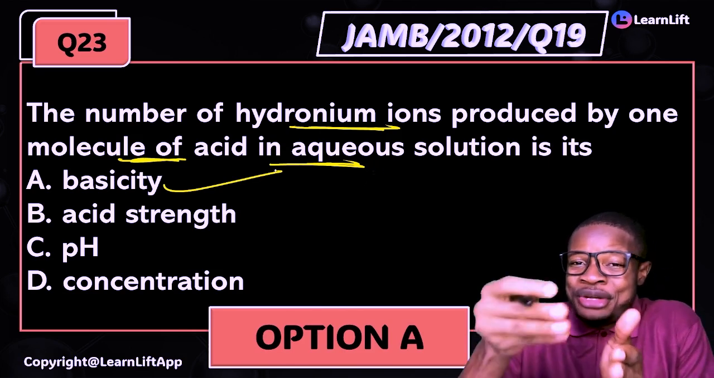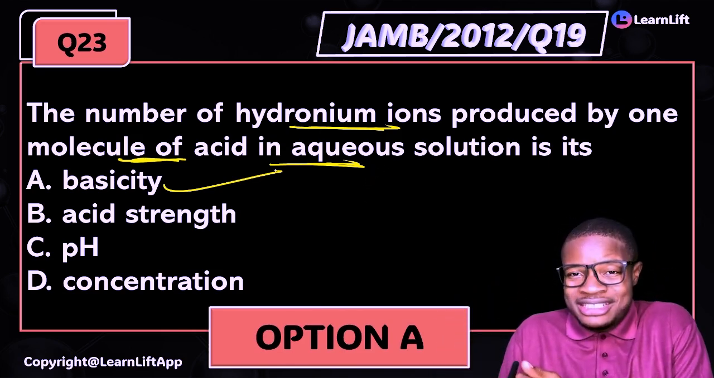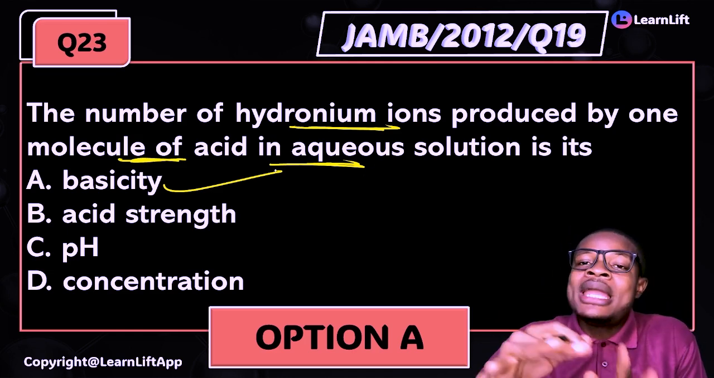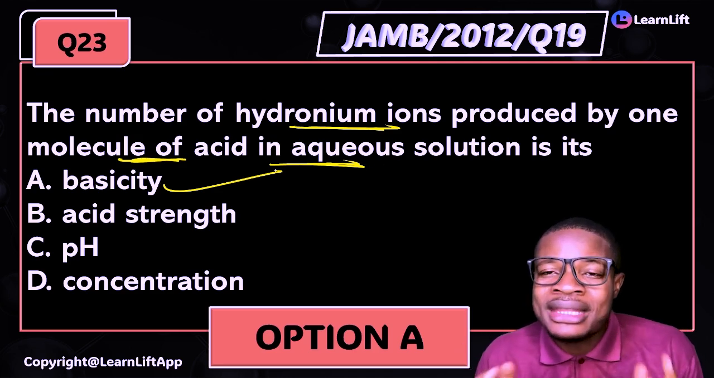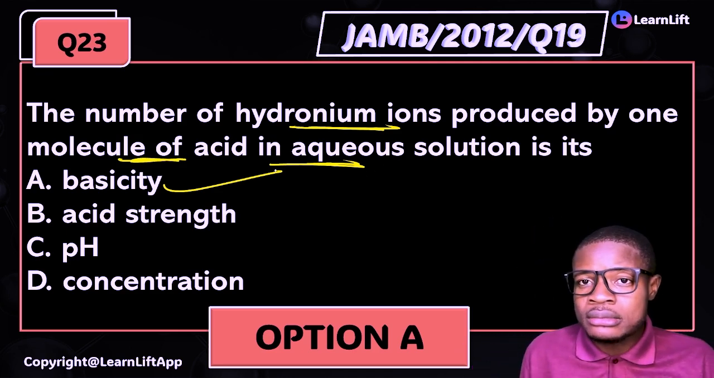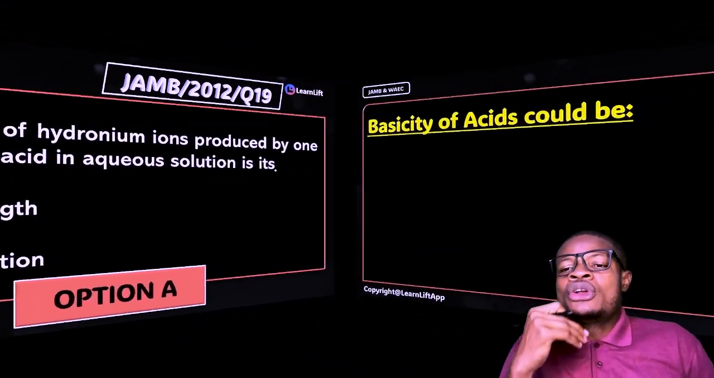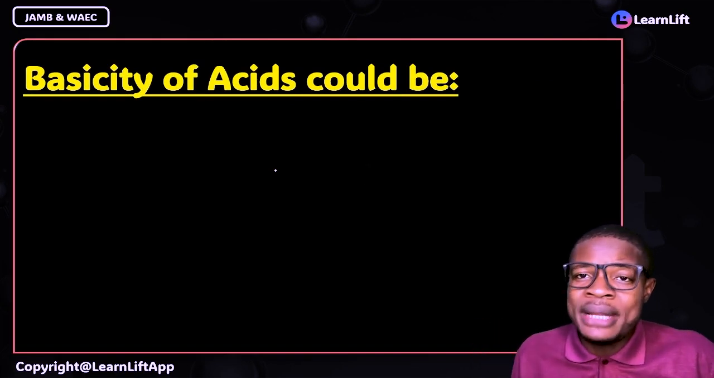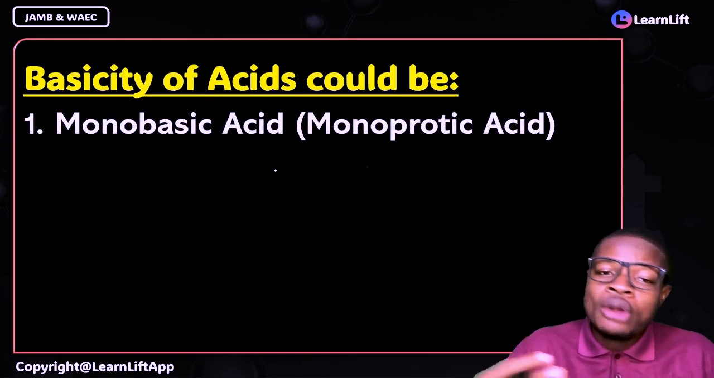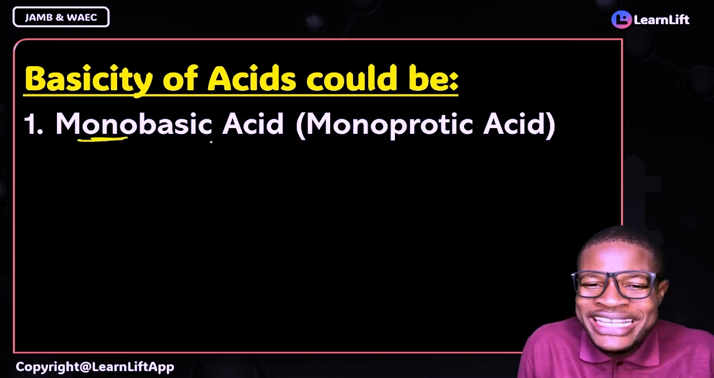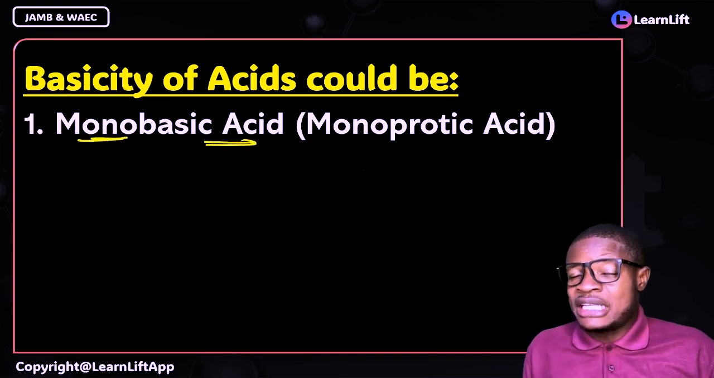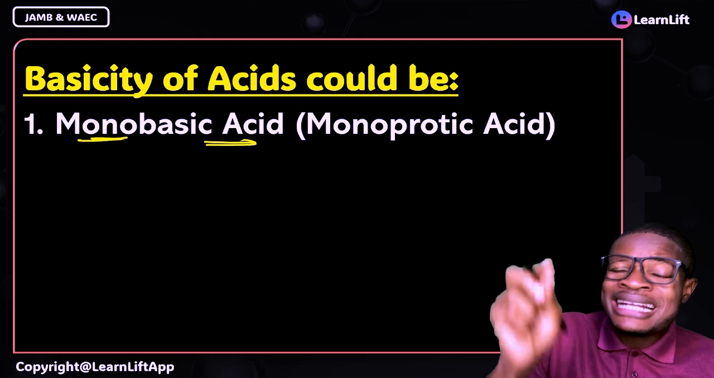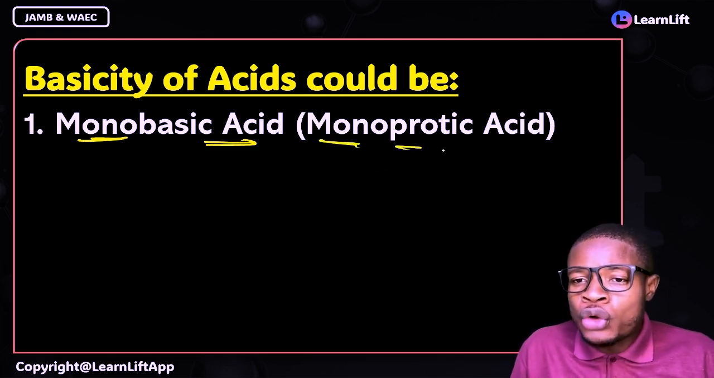The number of replaceable hydrogen ions or hydronium ions that can be produced from 1 molecule of acid when it dissolves in water, how many hydronium ions do you have at the end of the day? That will give you the basicity of the substance. In a more simple light, I would like you not to forget this, that basicity of an acid we can describe in 3 different parameters. Number 1 is called your monobasic acid. From the name, mono means 1, monobasic acid. Monobasic acid is also called your monoprotic acid.